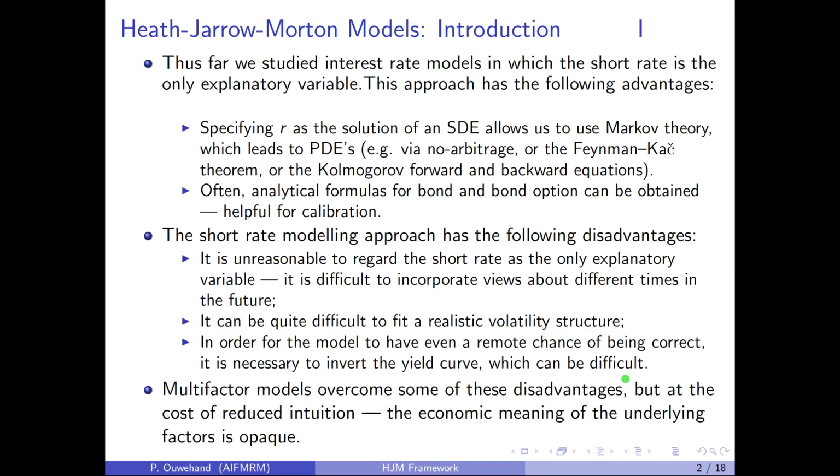For models such as Vasicek or CIR, actually calibrating the model exactly to the yield curve is impossible. For models such as Ho-Lee and Hull-White, which can be calibrated exactly, the calibration is a non-trivial exercise. Multi-factor models overcome some of these disadvantages, but at the cost of reduced intuition. The economic meaning of the underlying factors may be quite opaque.